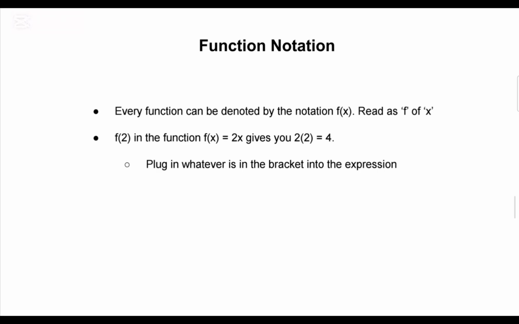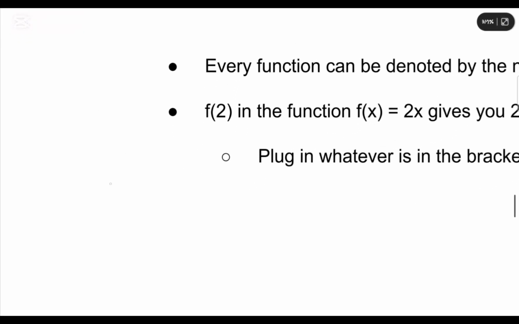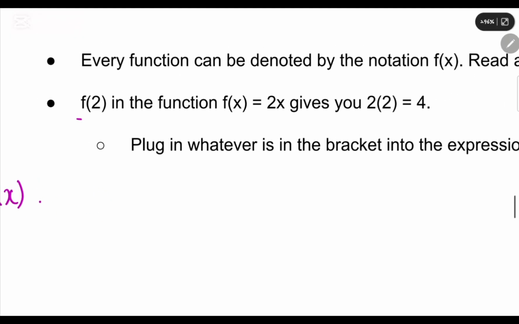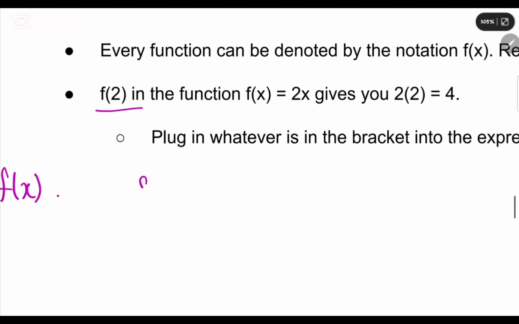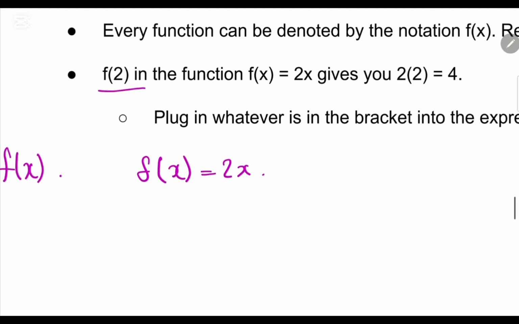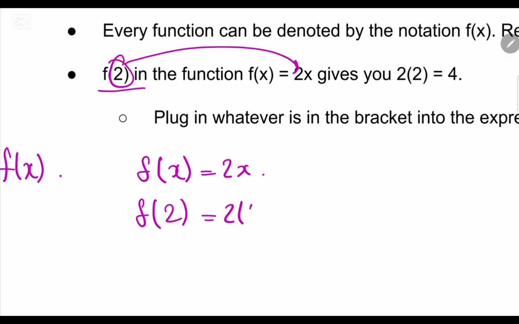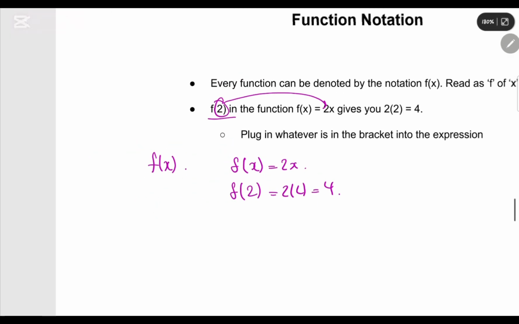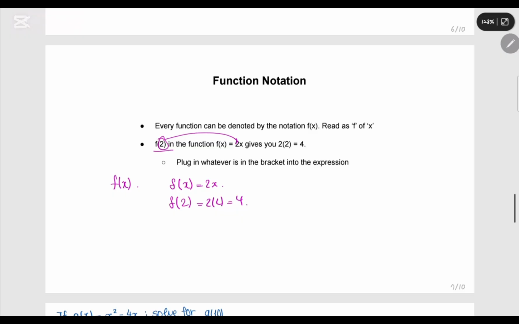Function notation. A function is, again, denoted by f of x. If we have f of 2, for example, and f of x equals 2x, normally your exam will give you f of x is 2x and ask you to find, let's say, f of 2. What you do is simply plug in this 2 for x. Whatever is in the bracket, you plug in as x. So f of 2 is 2 times 2, which is 4. Okay, let's do some examples.